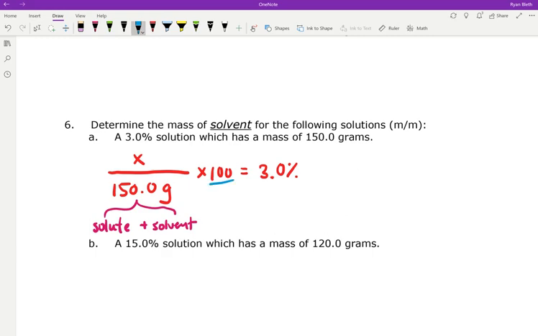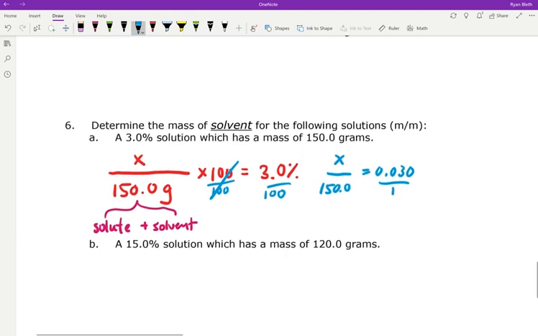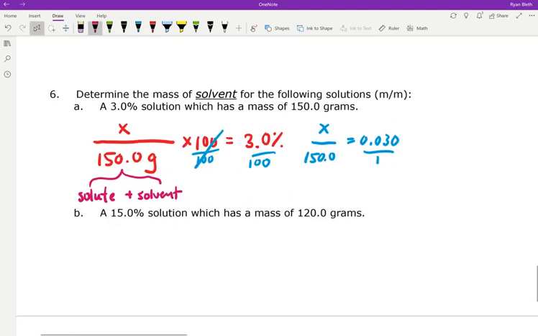Okay, so to do that, what we did on question part 2 up above, we divide both sides by 100. This will cancel out. I have X over 150 equals 0.03 over 1, essentially. If I cross multiply at that point, I'll have 1 times X, so X equals 150 times 0.03. Well, that's 4.5. And what is that X? Remember, it's up here in my numerator. It's the mass of solute. Remember, this is a mass by mass solution. So this is a mass in the numerator of 4.5 grams of solute.